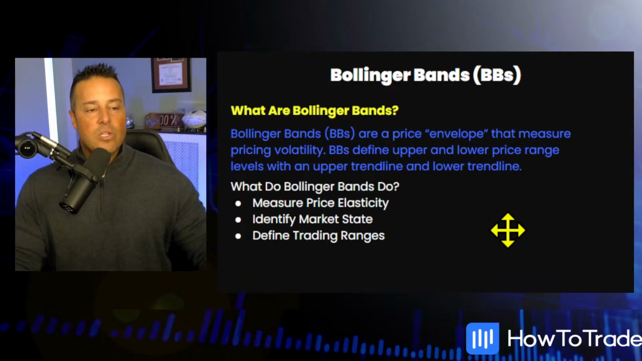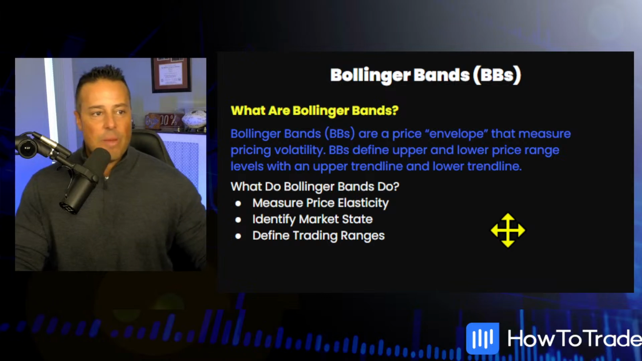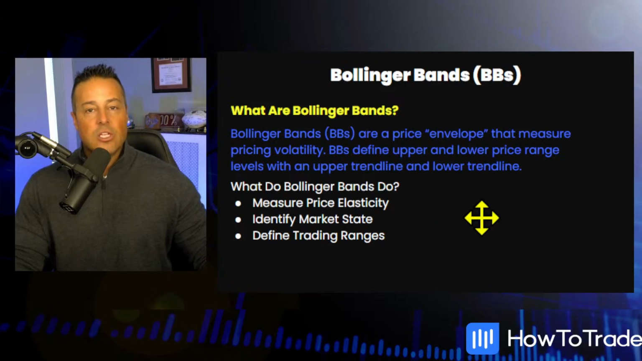All right, so what are Bollinger Bands? Bollinger Bands are a pricing envelope that measure the pricing volatility. Bollinger Bands define upper and lower price range levels with an upper trend line and a lower trend line. They measure elasticity, identify market state, and define trading ranges. Basically, they're an envelope for price. That's it.